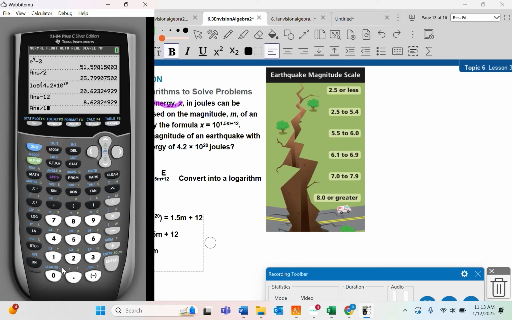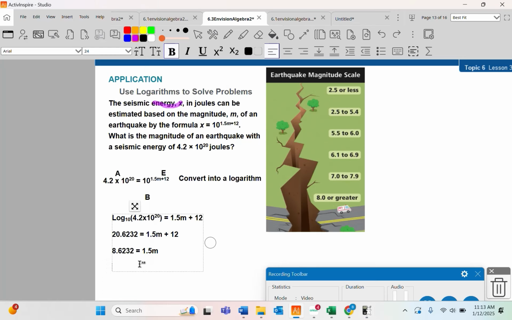Then we're going to divide by 1.5. 5.7488.